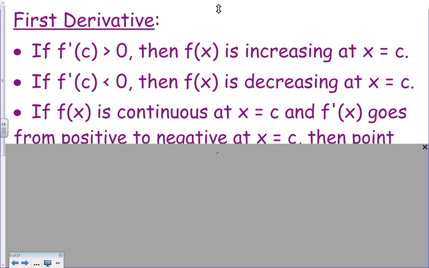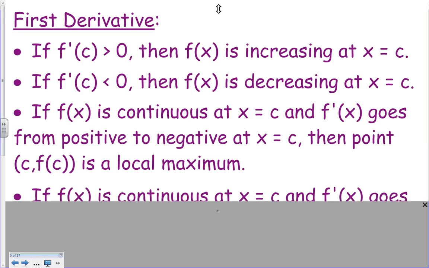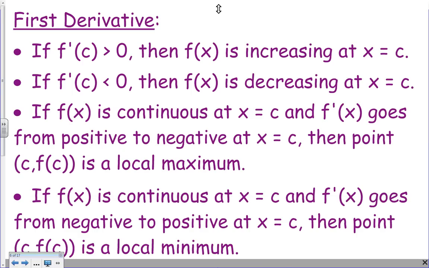All right, let's talk about the first derivative and everything that we can tell from the first derivative. I guess I'll just go ahead and show all that. Here's what you can find out from the first derivative. If f prime is greater than 0, in other words, if your derivative is positive, then f of x is increasing at x equals c.